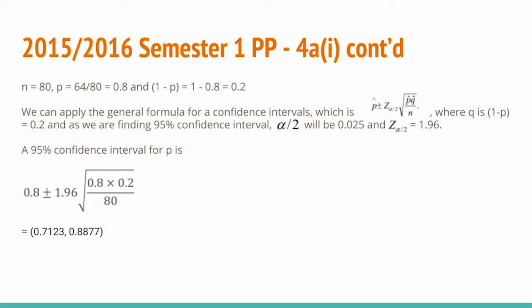Then we can apply the general formula of the confidence intervals, which is shown here, where Q is 1 minus P equal to 0.2, and as we are finding 95% confidence interval, alpha over 2 will be 0.025, and through the distribution table, we know that Z equal to 1.96. Then after calculating, we know that the minimum value will be 0.7123 and the maximum value will be 0.887.